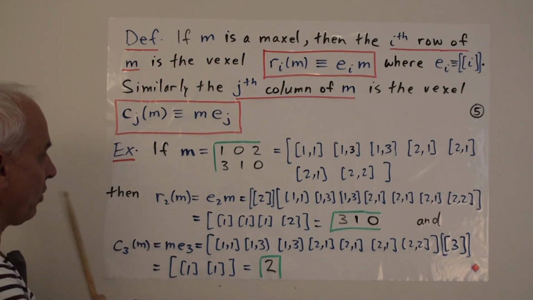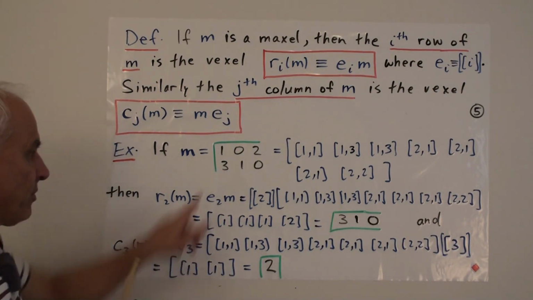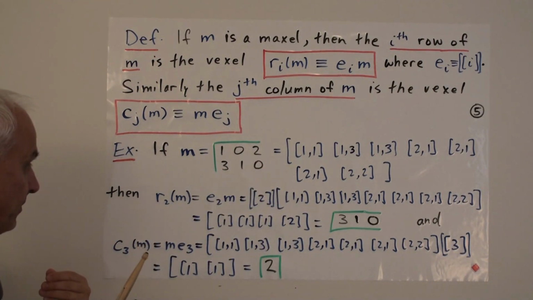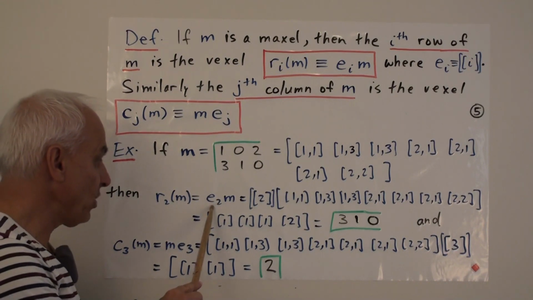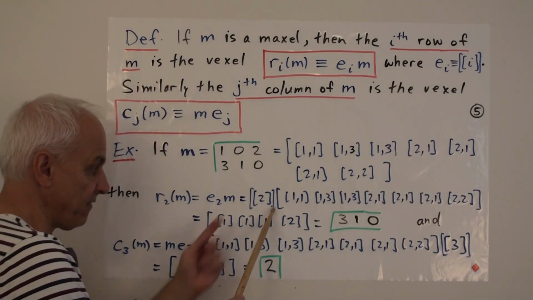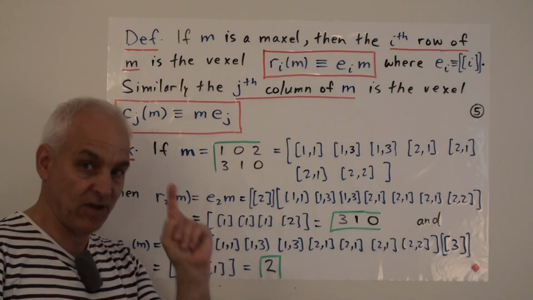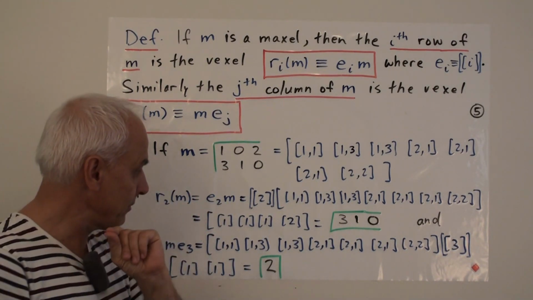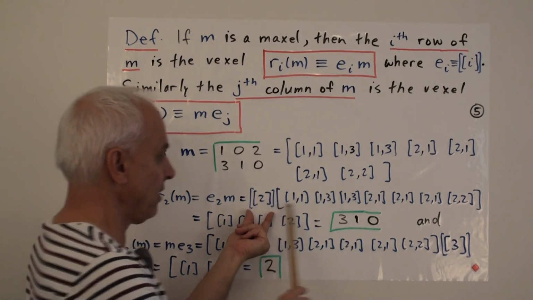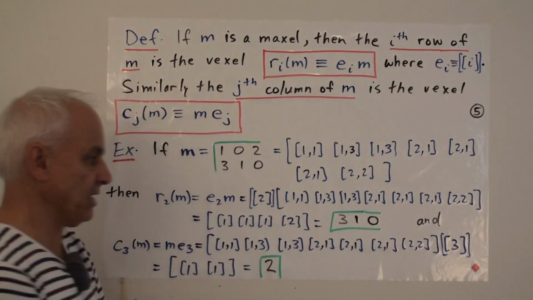So the second row, let's look at the second row, which we visually see as 3, 1, 0. How do we get at that? Well, we take E2 times M. E2 is this vexel right here. It's the vexel containing the single singleton 2. Okay, so there's a vexel, and here is this maxel M, just rewritten again.